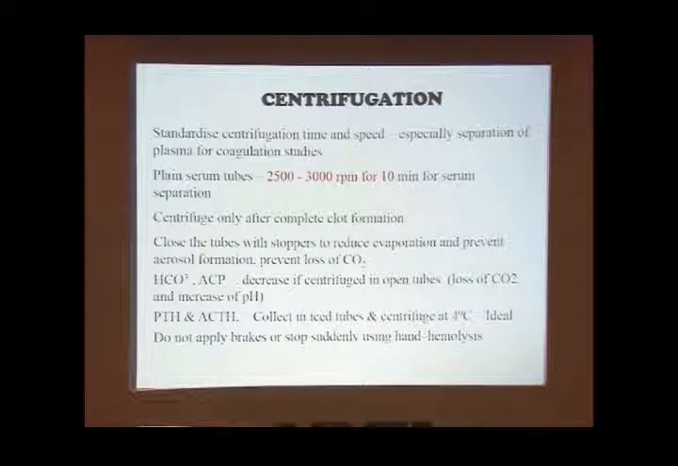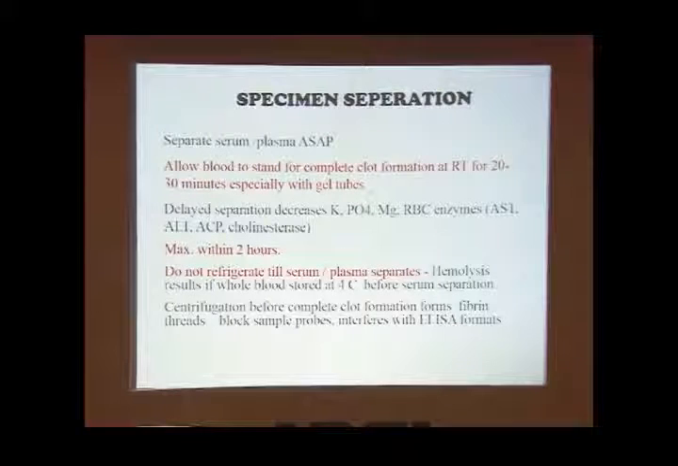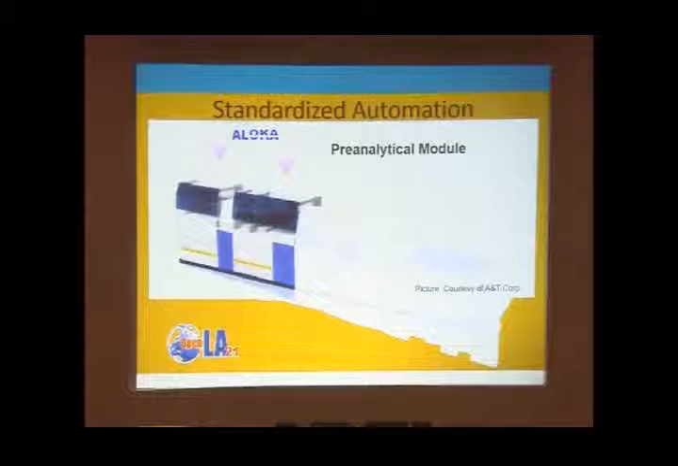Then comes, once the samples reach the laboratory, you need to centrifuge. Again, there are standard procedures that you have to follow for centrifugation. And this, I'm not going to elaborate, but we all know that certain specimens require some additional care. And then once it's centrifuged, you have to separate the plasma or serum as soon as possible. Here again, you have to follow certain rules and regulations. And to do all this, there are now automated systems.